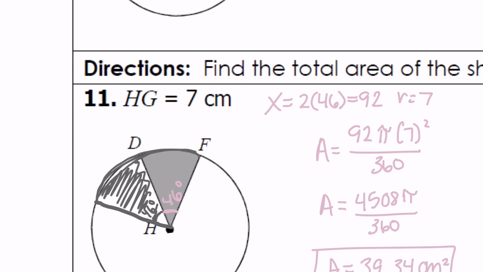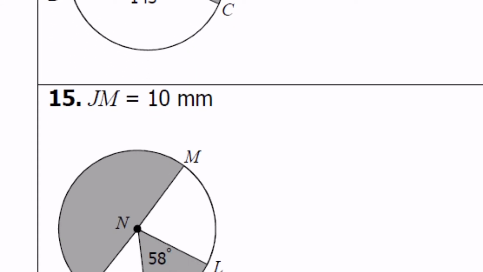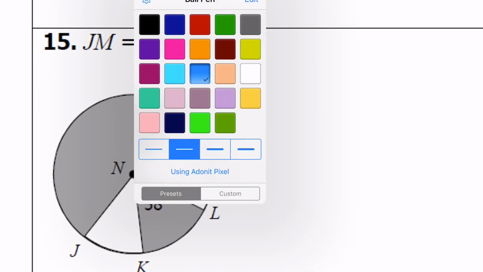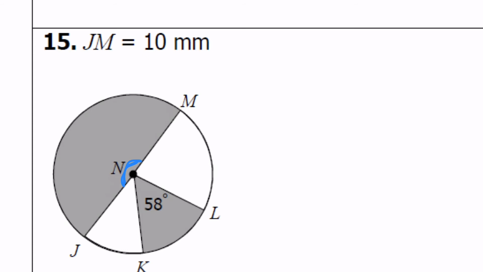Okay, so let's look at, I don't want to look at 13. We can just glance at 15 real quick. Okay, so this one's a little bit different. I don't have vertical angles. I don't even have a degree angle for this one here. However, this is a straight line. So that makes this a 180 degree angle. Okay. And then JM, this whole thing equals 10. So when the diameter is 10, remember the radius is half of that. So that makes my radius 5 millimeters.